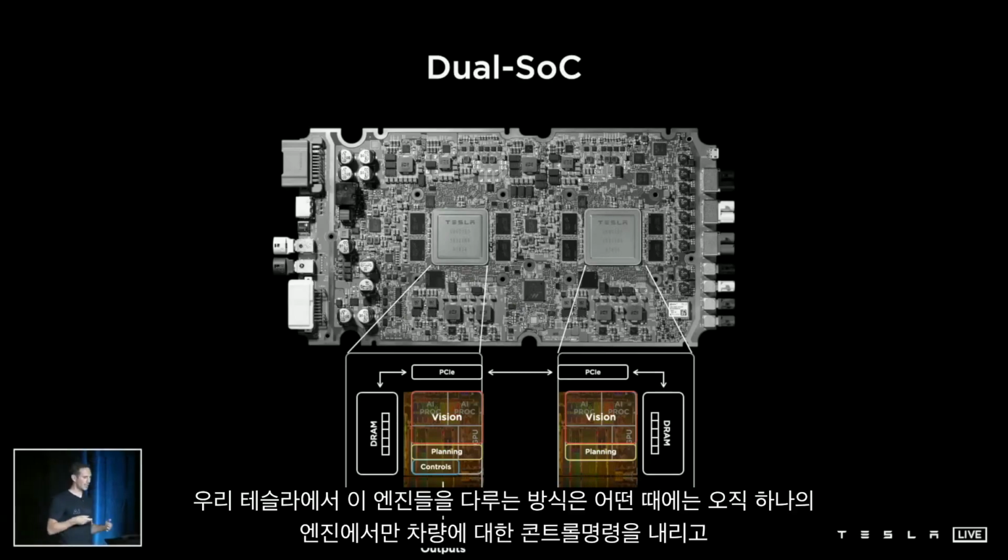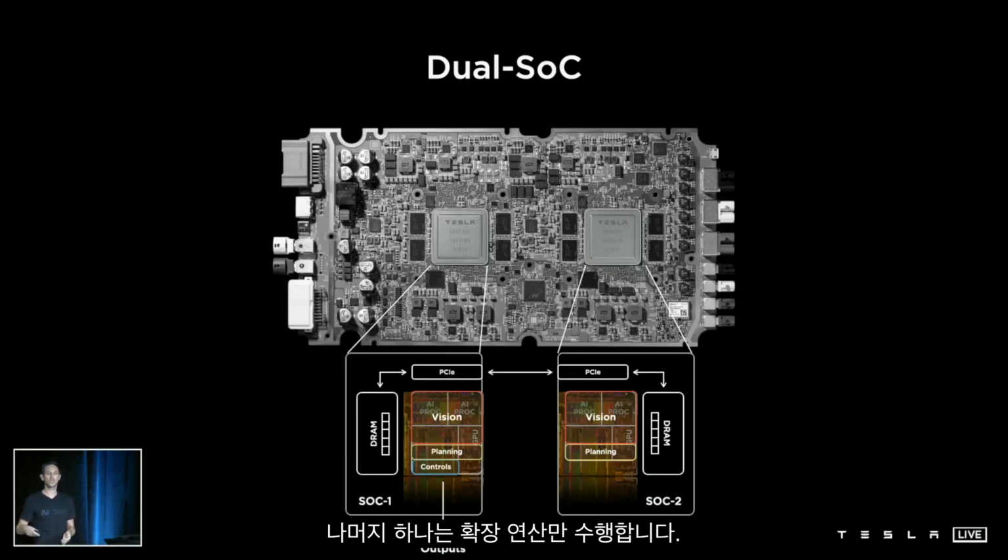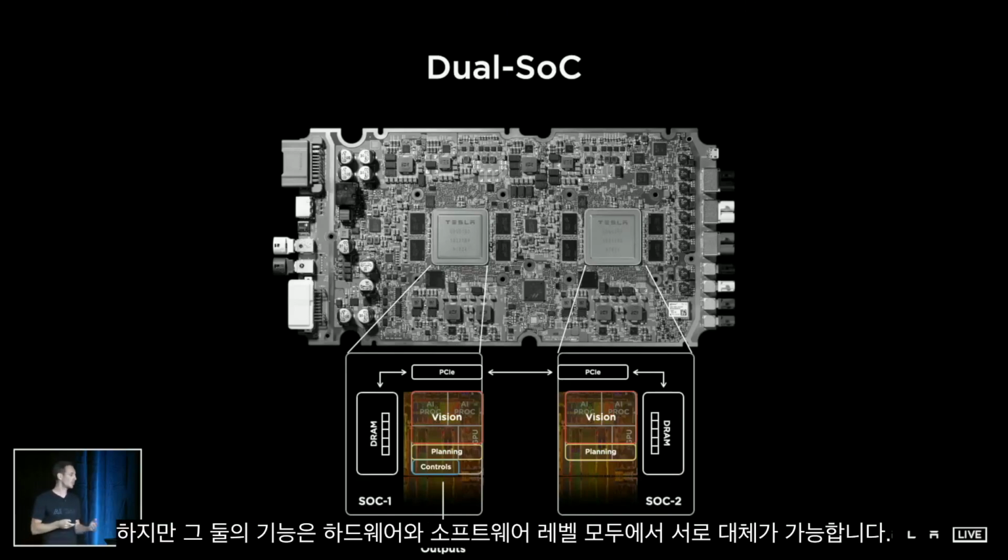By the way, we're not doing that just on one engine, but across two engines on the Autopilot computer. The way we use those engines here at Tesla is such that at any given time, only one of them will actually output control commands to the vehicle, while the other one is used as an extension of compute. But those roles are interchangeable, both at the hardware and software level.